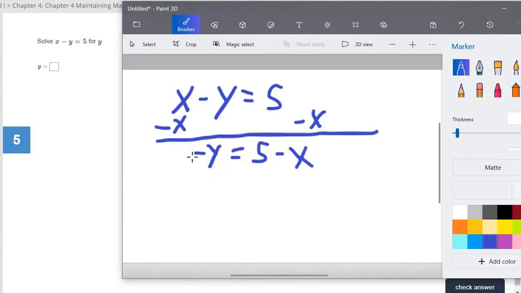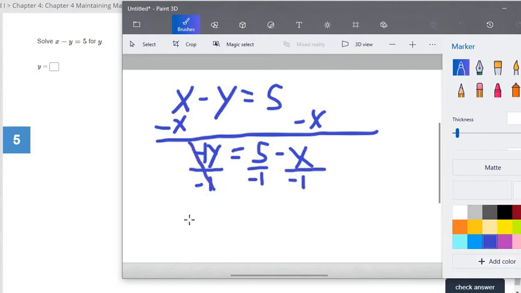Now, over here, we have a negative y. So they want to solve for positive y. So we need to get this. So remember, this is actually negative 1y. So just like we did before, if we want to get rid of the negative 1, we're actually going to divide by negative 1. And we have to divide everything over on this side by negative 1.